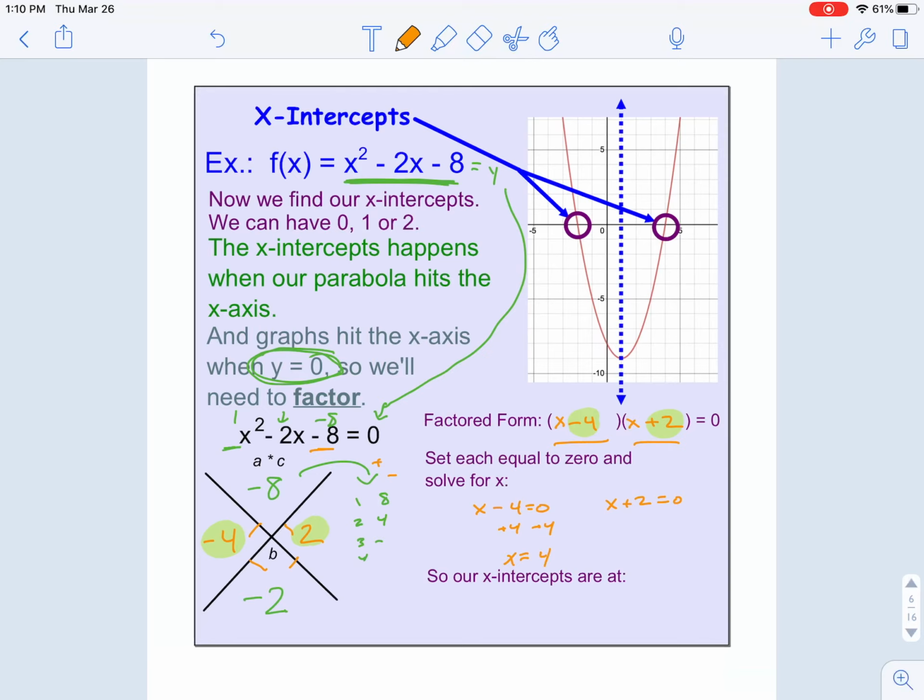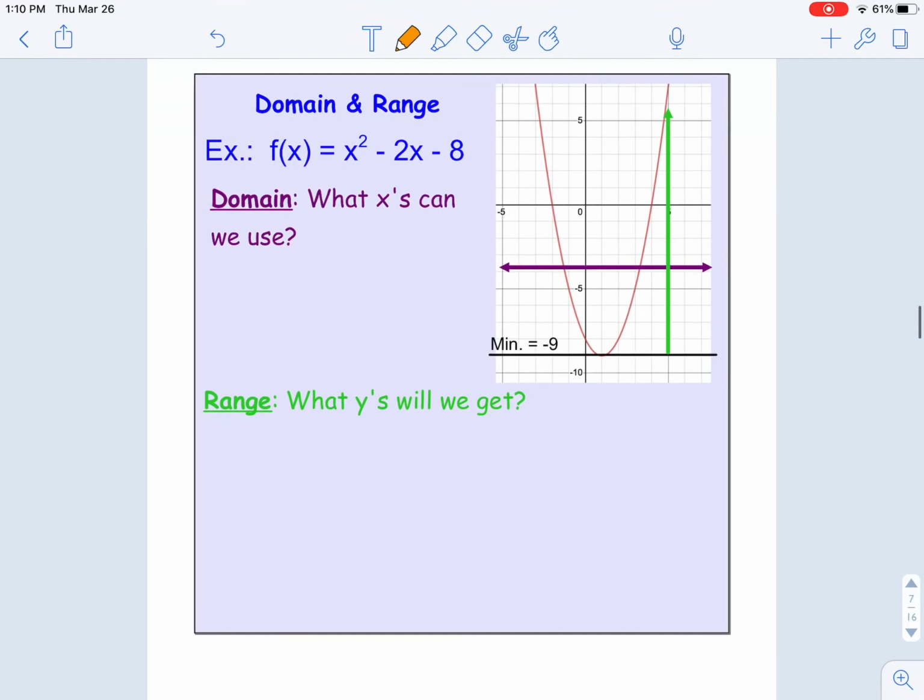Add 4 to both sides. X is equal to positive 4. Subtract 2 from both sides. X is equal to negative 2. So our x-intercepts are at negative 2 and 4. Okay? So that's how we found our x-intercepts.